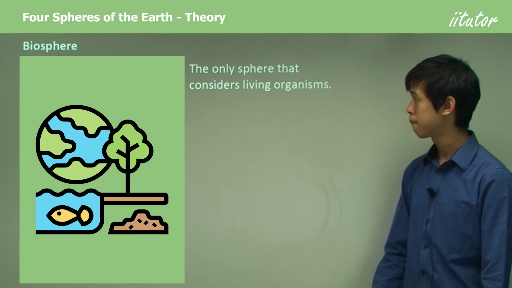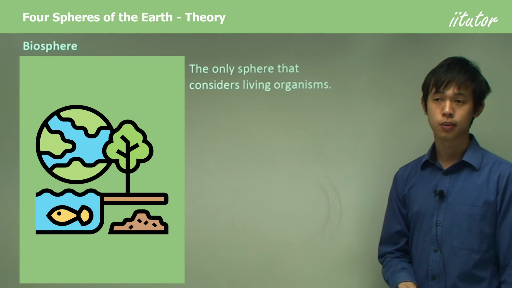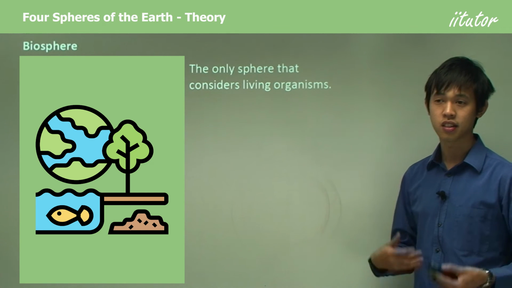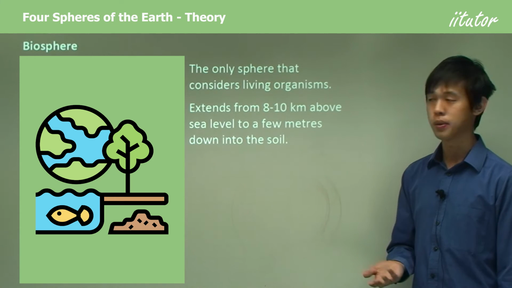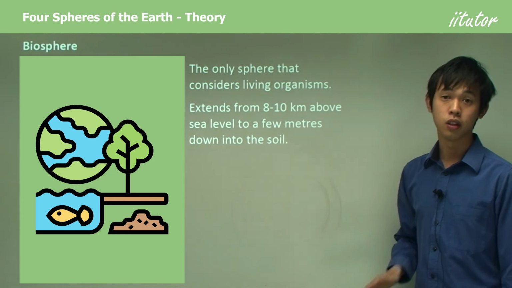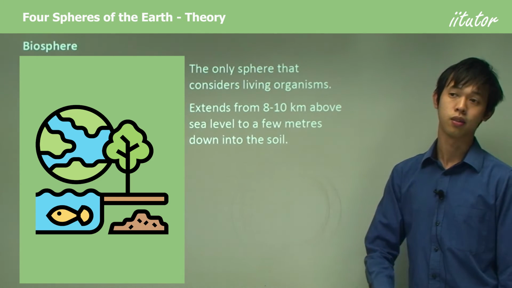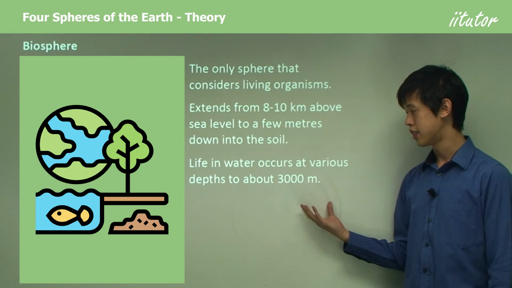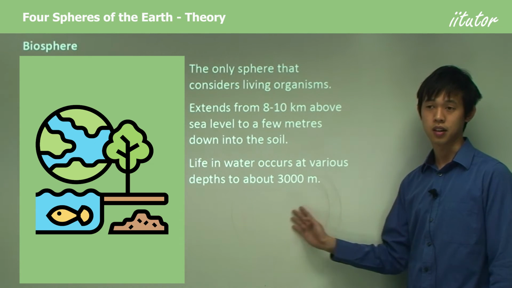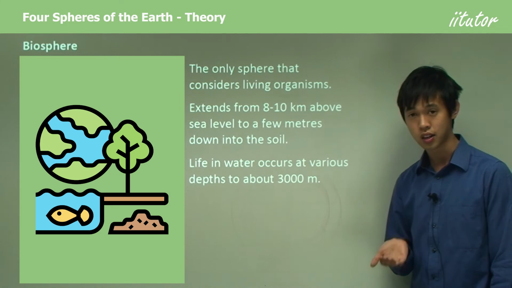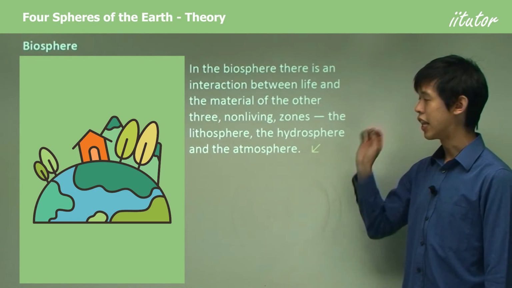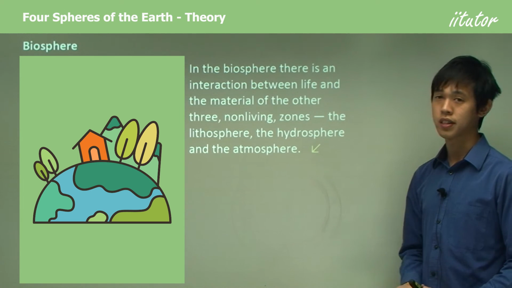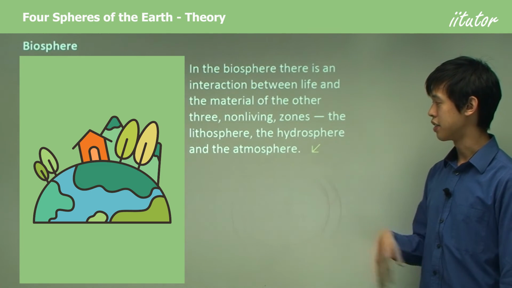Lastly, the biosphere. The only sphere that contains living organisms. This is the only sphere that contains the living part of the Earth. So it extends from anywhere between 8 to 10 kilometers above sea level to a few meters down into the soil. So life in water occurs at various depths up to about 3 kilometers down. Life can still exist 3 kilometers underneath the surface of the water. And in the biosphere, there's an interaction between life and the material from the other 3 non-living zones. So the lithosphere, the hydrosphere, and the atmosphere.